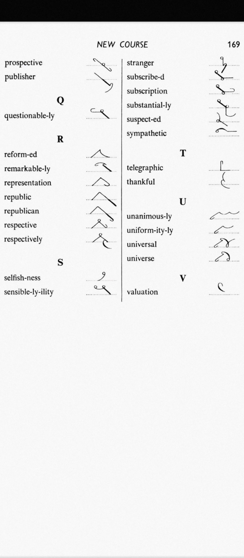S stroke with S circle on the line P through the line for suspect or suspected. S circle with MP stroke above the line with K stroke above the line for sympathetic. T with L hook with K on the line for telegraphic. Th above the line, F with L hook through the line for thankful.